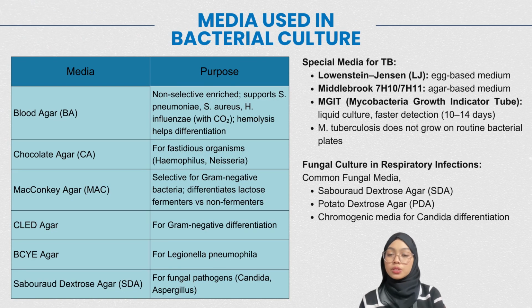Next, media used in bacterial culture. There are different types of media used for different organisms. For example, blood agar supports organisms like Streptococcus pneumoniae and Staphylococcus aureus, and observing the hemolysis helps in identification. Next is chocolate agar, used for fastidious organisms like Haemophilus and Neisseria. MacConkey agar is selective for gram-negative bacteria and shows lactose fermentation. Next is CLED agar, which also helps differentiate gram-negative organisms.